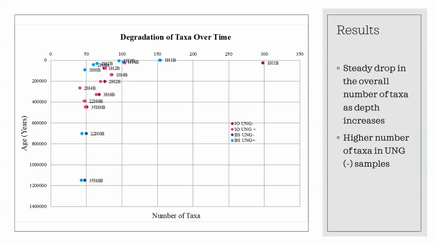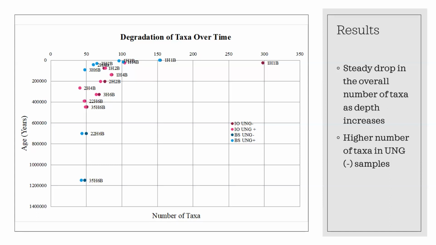So here are our results. This is a combination of both the Indian Ocean and the Bering Sea data. The y-axis starts in the upper corner at 0, that's the seafloor, and then it goes down into the sediment, so we're seeing age as we go down. And the x-axis is the overall number of taxa. We see a lot more taxa in the Indian Ocean at the very top, and then a gradual decline in all of the taxa as the age increases.